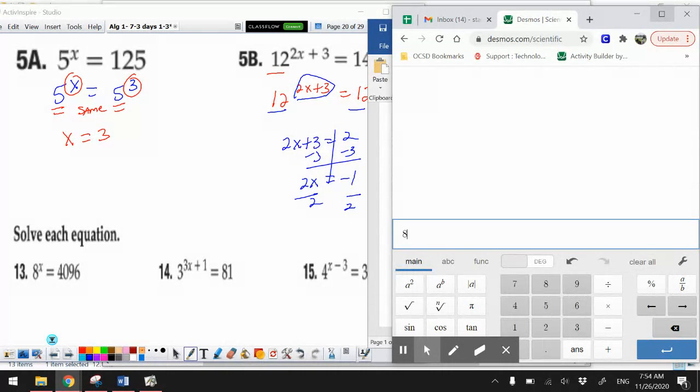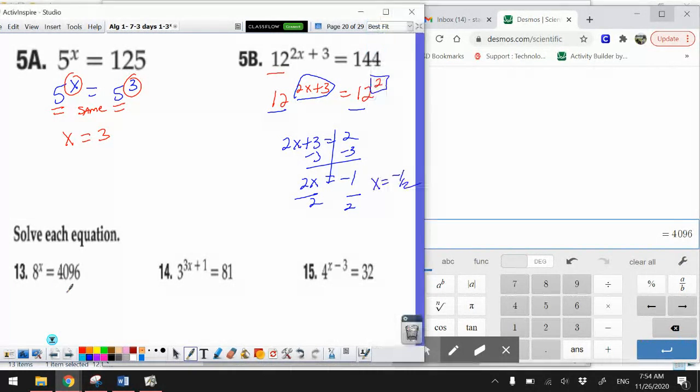Let's check 8 to the 4th power. That's 4096. That's what I need. So I need to replace the 4096 with 8 to the 4th power. Do my bases match? Yeah, so I get to pull out my equation. X equals 4. Is there anything else I need to do? No, I'm finished. I don't have to go any further.